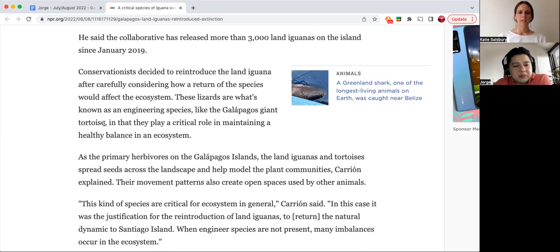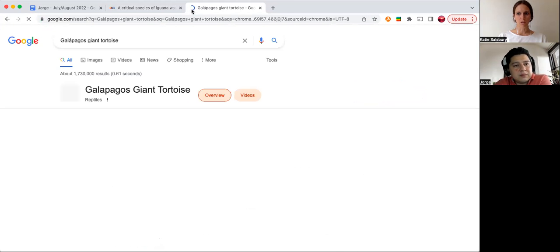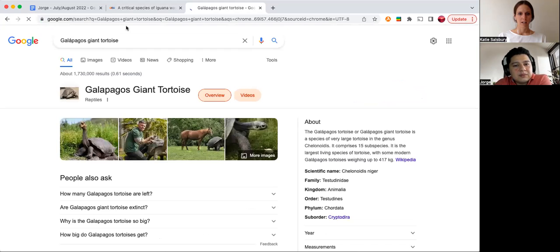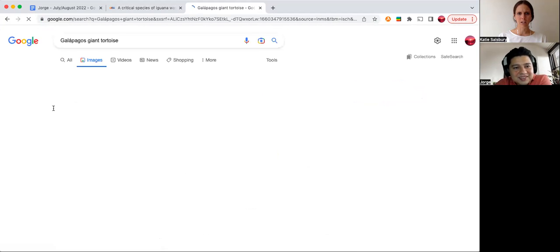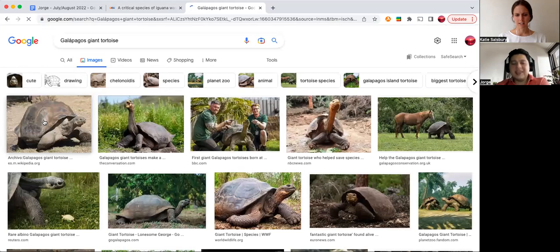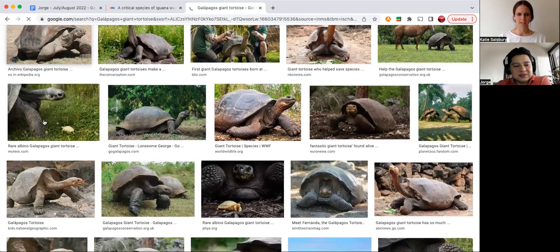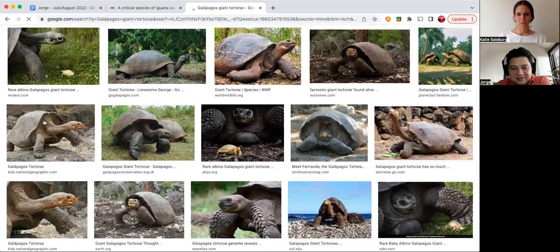And these are the famous ones, the Galapagos giant tortoises. Those are the ones people go there to visit. They're really big. And I think that they can live longer than humans. They live like 100 years. These are the tortoises. Pretty cool.